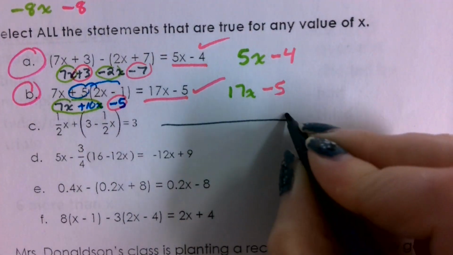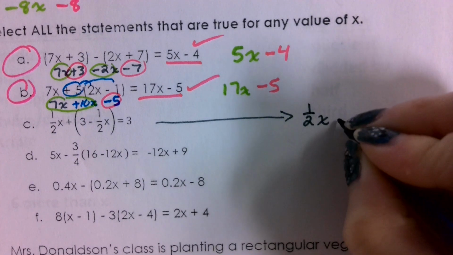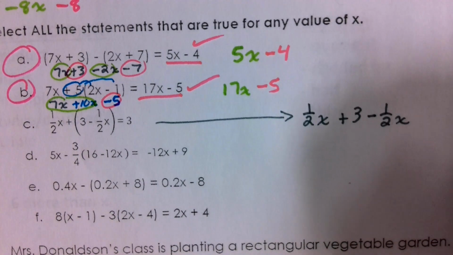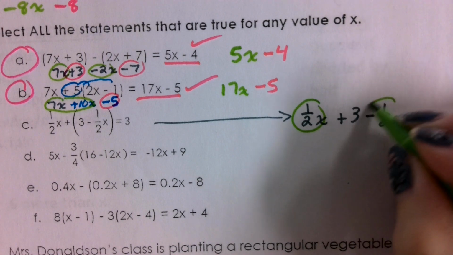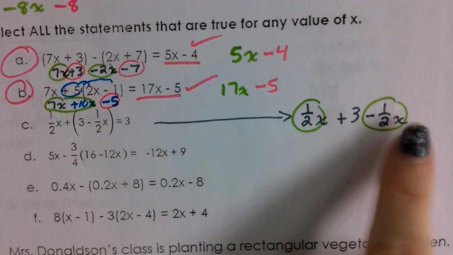Here, I'm going to write this over to the side so you can see it better. This is going to stay 1/2 x plus 3 minus 1/2 x. And I want to know, is it equal to the 3? So I'm just going to combine my like terms. I've got 1/2 x minus 1/2 x. What's 1/2 x minus 1/2 x? 0.